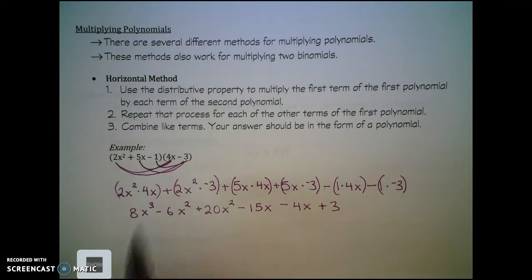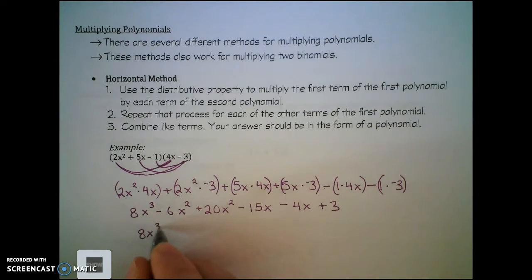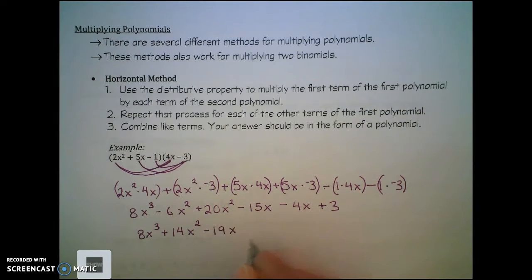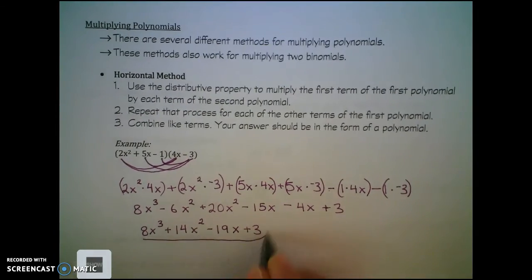Now I'll combine my like terms. This is the only cubed term, so I have 8x cubed. I have negative 6x squared plus 20x squared. So if I combine my negative 6 and my 20, I get a positive 14x squared. Then I have negative 15x minus 4x, which is negative 15 plus negative 4. So that's minus 19x. And then I have my plus 3 on the end. So that is my answer.